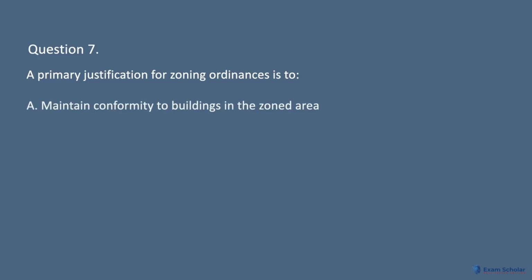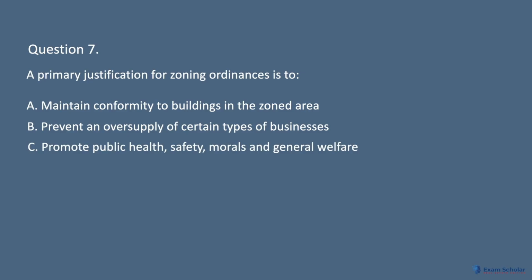Question 7. A primary justification for zoning ordinances is to A. Maintain conformity to buildings in the zoned area. B. Prevent an oversupply of certain types of businesses. C. Promote public health, safety, morals and general welfare. D. Control the quality of building construction.